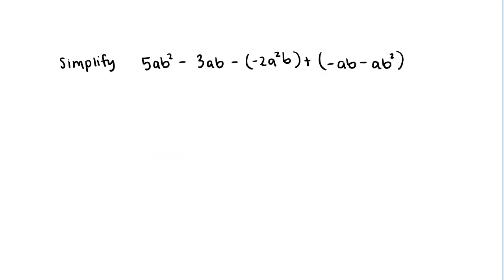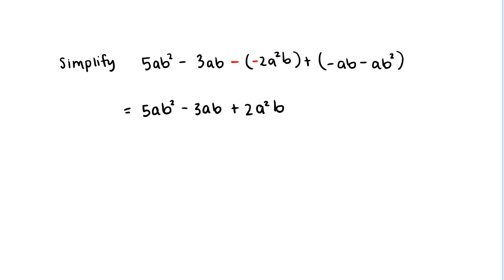And so the last example I'd like to go over is this one here that maybe looks a little bit messier. And so if you're feeling up for it, please feel free to try it before we do it together. So here, I'm just going to rewrite this expression without the parentheses. So I've got 5ab squared minus 3ab. So here, if I'm going to account for this negative, or minus this negative 2a squared b, well, that's really the same as plus 2a squared b.